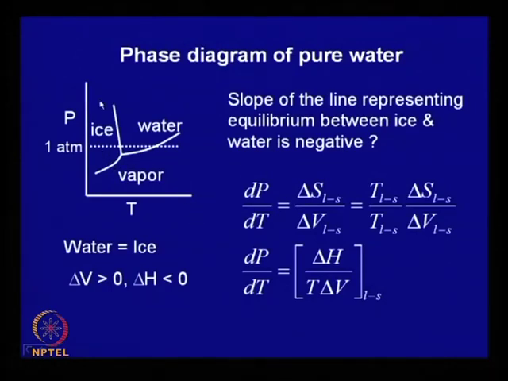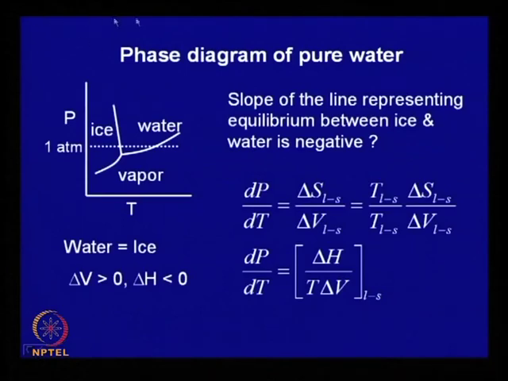Now, we had shown this phase diagram for a pure material, and let us look at the case of water. There are three phases involved: ice, water and vapor. Now, look at this slope. In most cases the slope is positive whenever the transformation is associated with an increase in volume, say ice to vapor, liquid water to steam or vapor, which is accompanied by an increase in volume. So, the slope of this line, whether it is here or here, is positive.